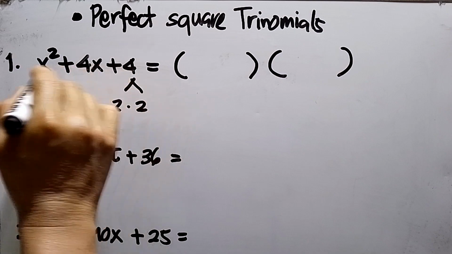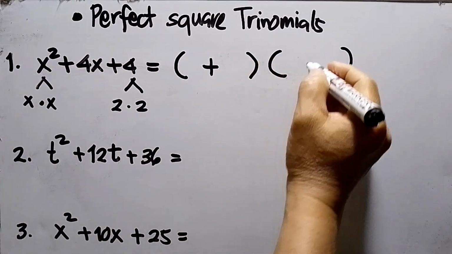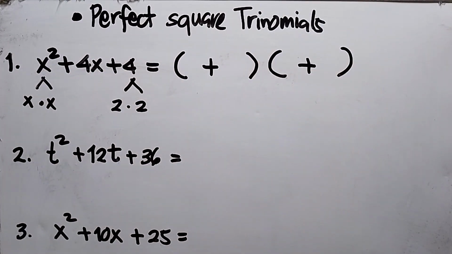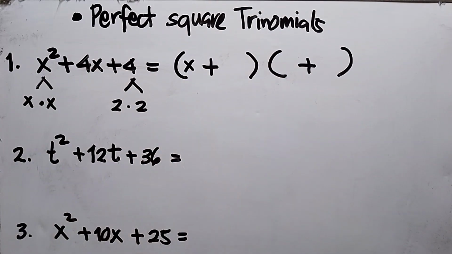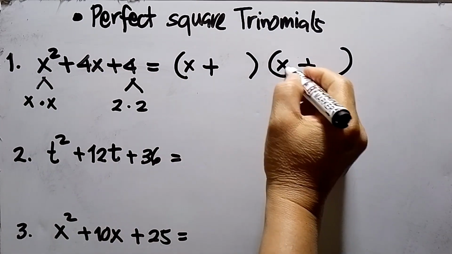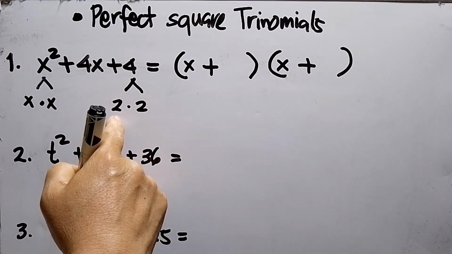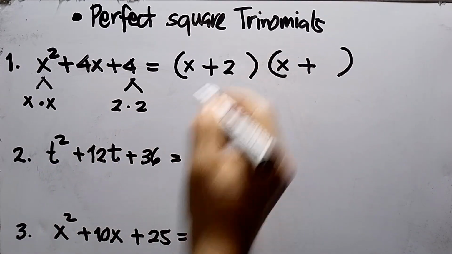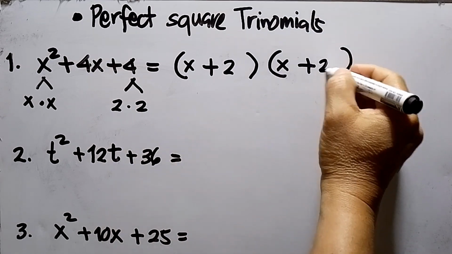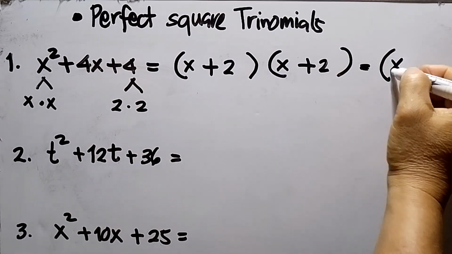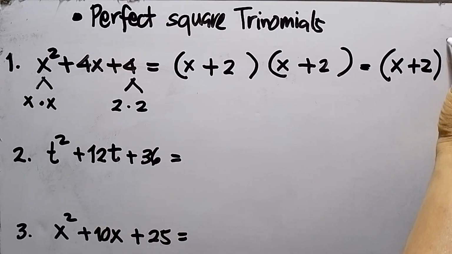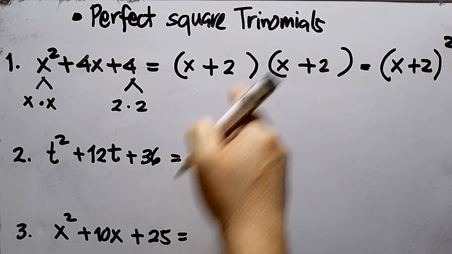since the operation is addition, all the factors are plus. Just copy the first factor of x squared, and then the second also. Then factors of 4. So you have 2, and then this will be 2. Or to write this in simplest form, x plus 2 squared, because there are 2 factors, the same.